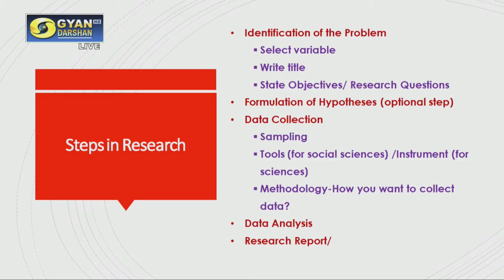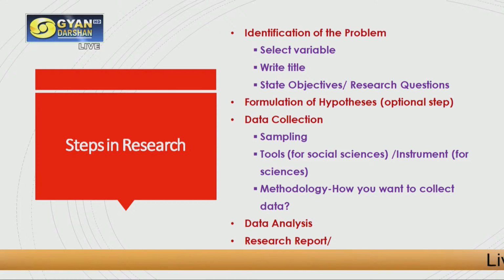We will write the title, we will have the research questions, objectives, then we will go to the hypothesis formulation, which, as you see on the slide, is an optional step, because in some studies we don't have to formulate a hypothesis. Then we will have the data collection, wherein we will see the sampling, population, tools which can be used in our study, and the method which you are going to adopt.